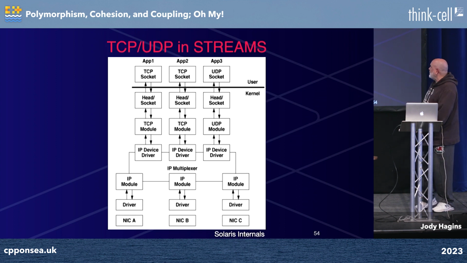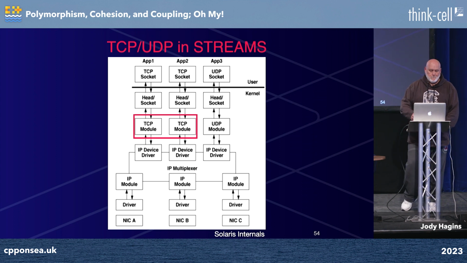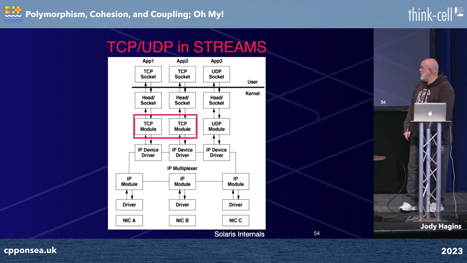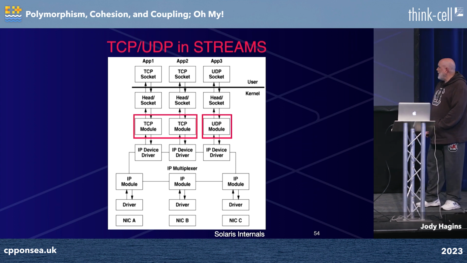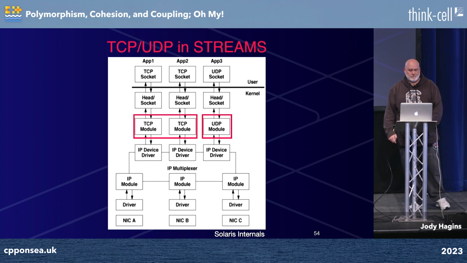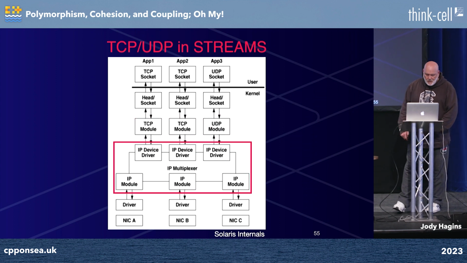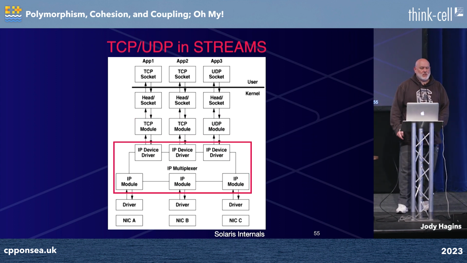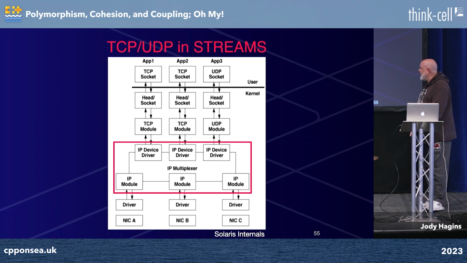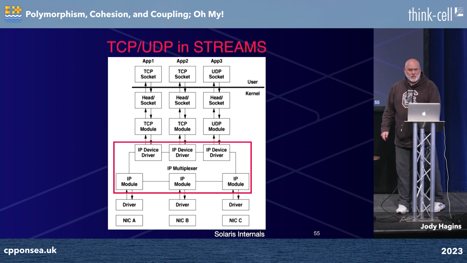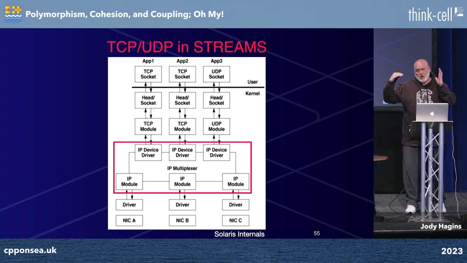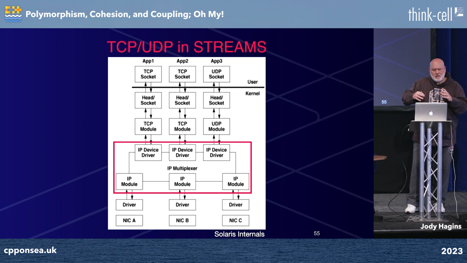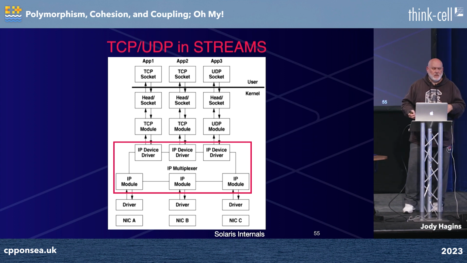So this is basically TCP and UDP in streams. There's your TCP module and your UDP module. Notice they're at the same place. And then below, we've got the IP device driver, which is what's called a multiplexer in Streams terminology. It's a multiplexer because it services multiple things. You can have multiplexers that go one to many. You can have them that go many to one. And so you can create these T's and Y's in both directions in order to have multiplexers that can handle multiple streams.